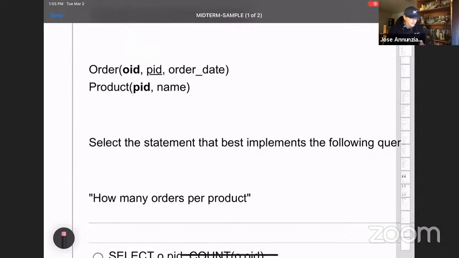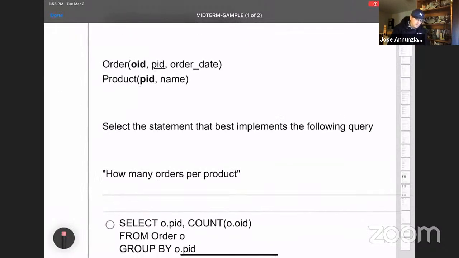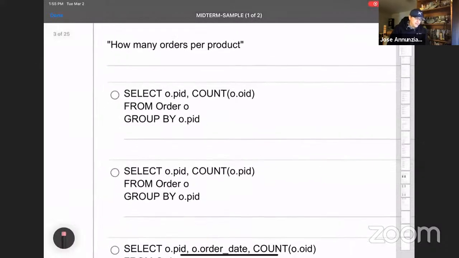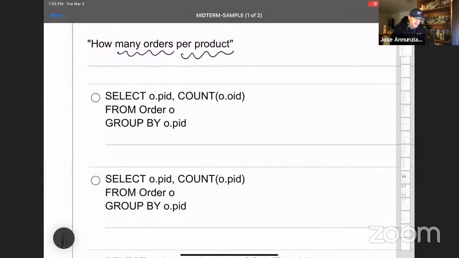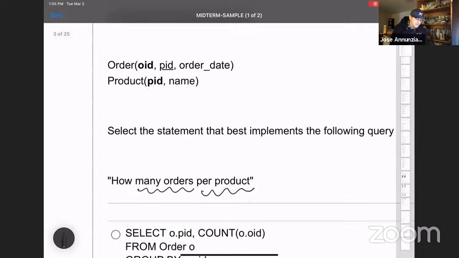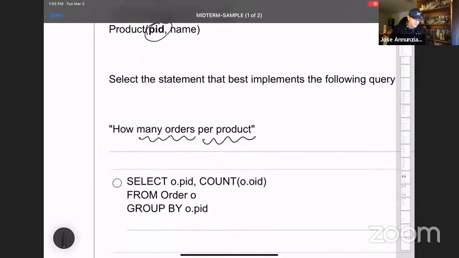All right, so let's keep going. What we're trying to answer here is how many orders per product. That "how many" is usually a count, right? We want to count how many, and it's per product, so presumably we want to group by the product. The product would be either the product ID for the product, or the product ID in the order, depending on what we're looking for.